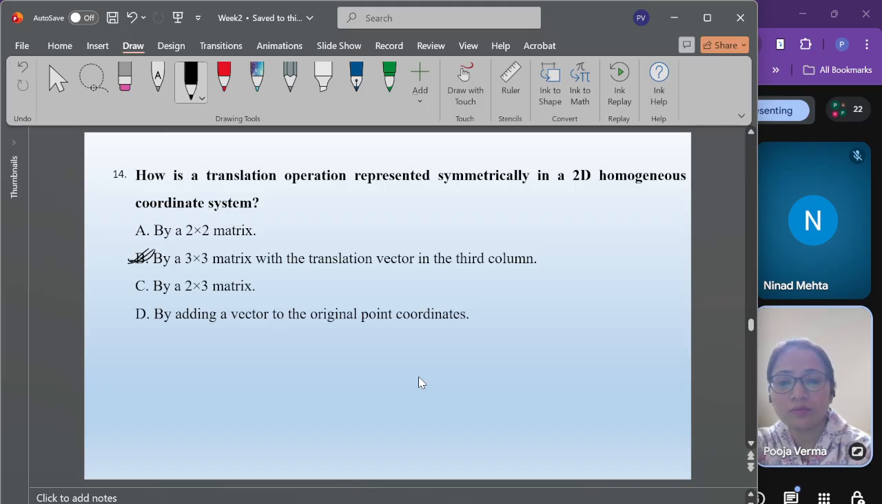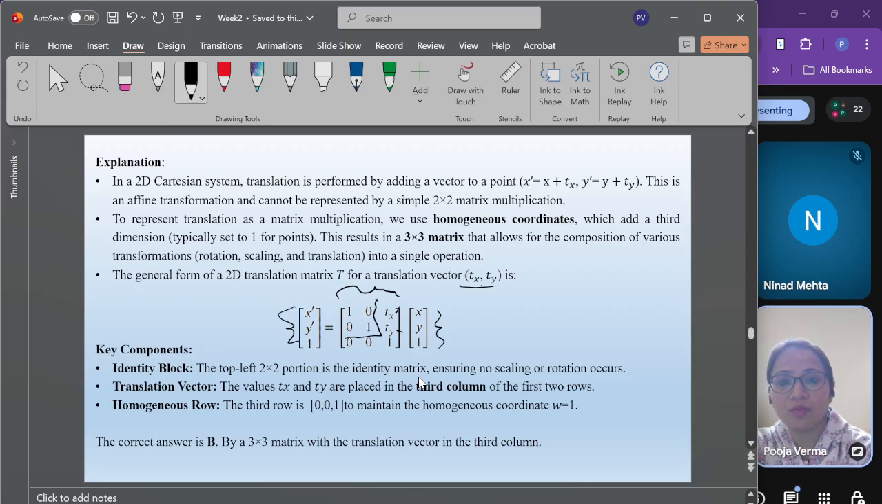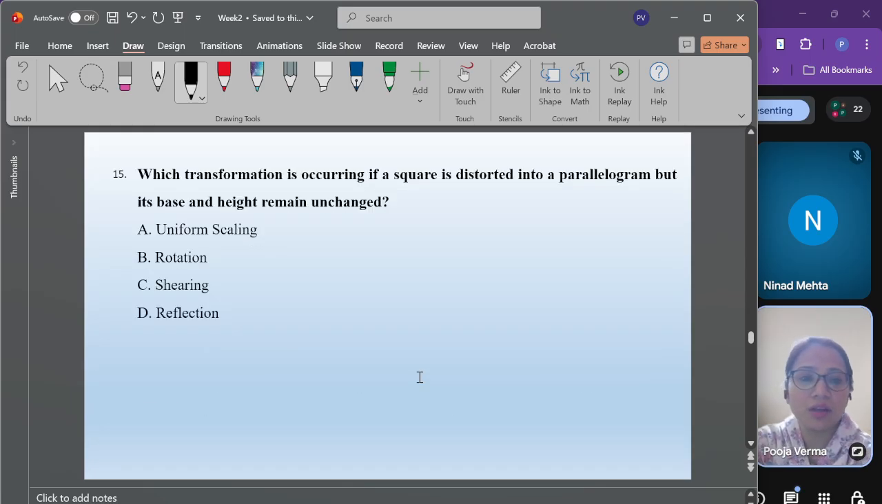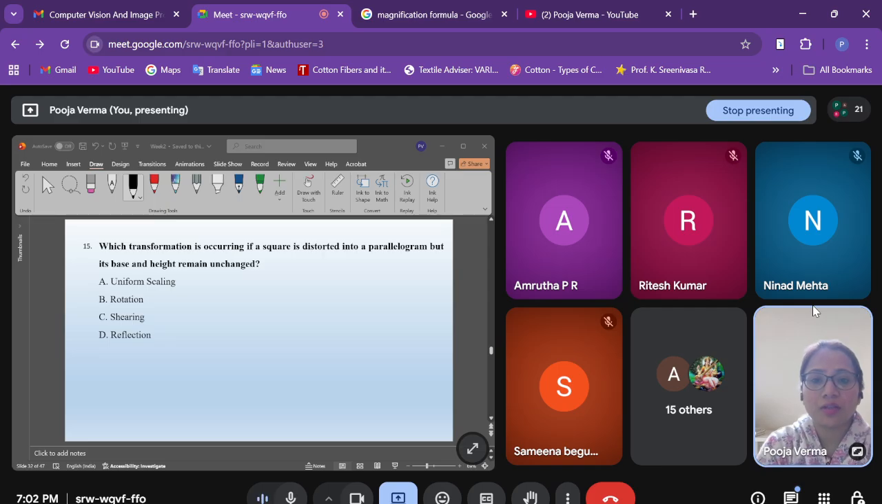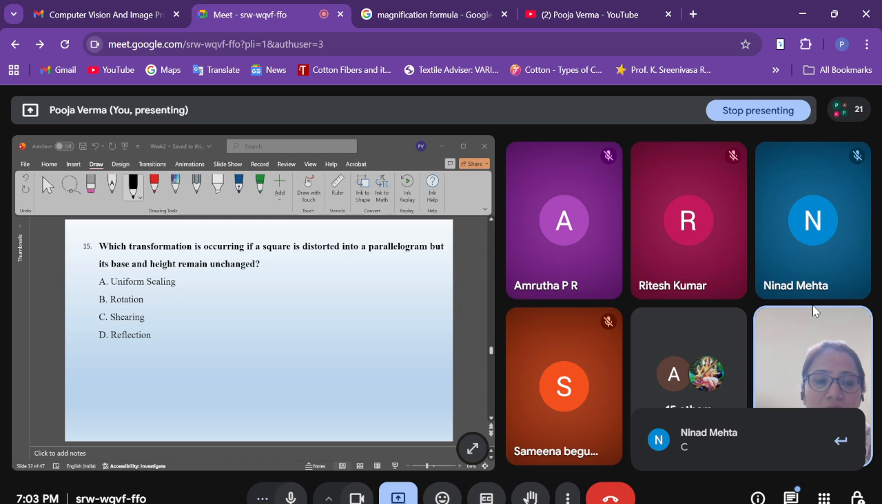Okay, so now moving to our next question. Which transformation is occurring if a square is distorted into a parallelogram but its base and height remain unchanged? Option A, uniform scaling. Option B, rotation. Option C, shearing. And option D, reflection. Which transformation is occurring if a square is distorted into a parallelogram but its base and height remain unchanged?